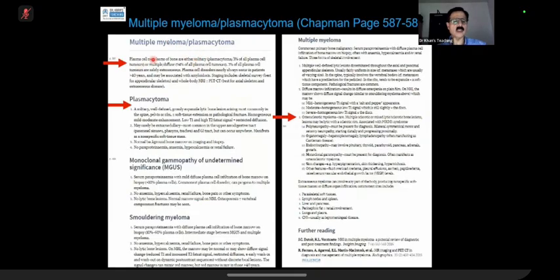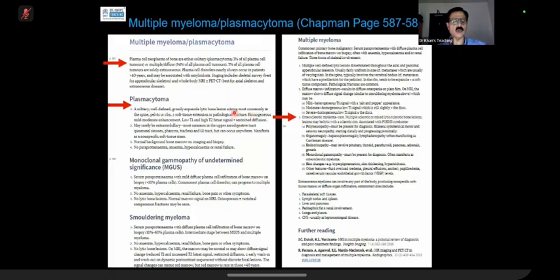Now, look at this. I'm just going to read this for you. Plasma cell neoplasms of bone are either solitary, plasmacytomas being 3% of all plasma cell tumors, or multiple and diffuse, 94%, while 3% of all plasma cell tumors are solely extraosseous. They always occur in those more than 40 years of age and are usually associated with amyloidosis.